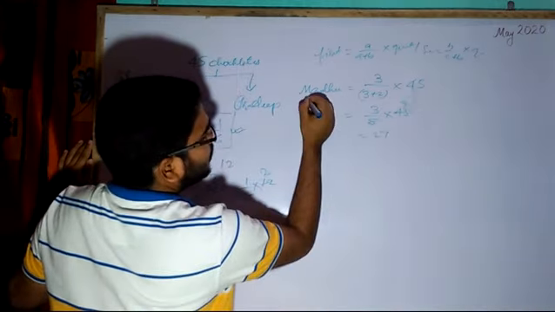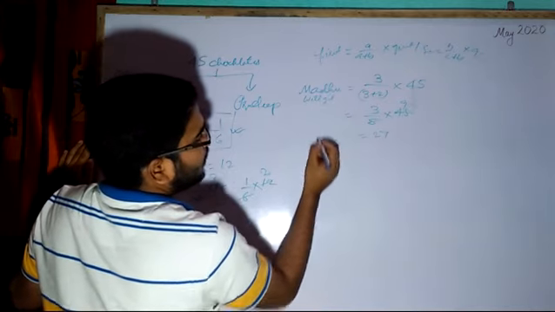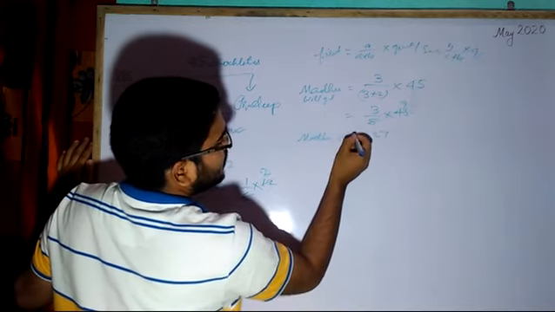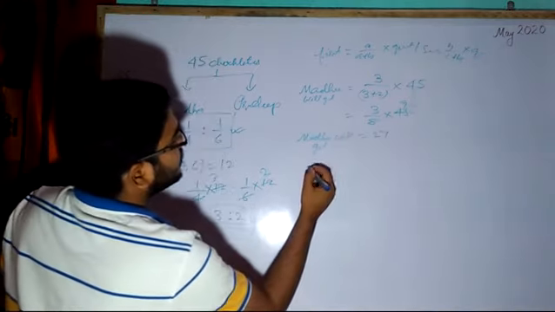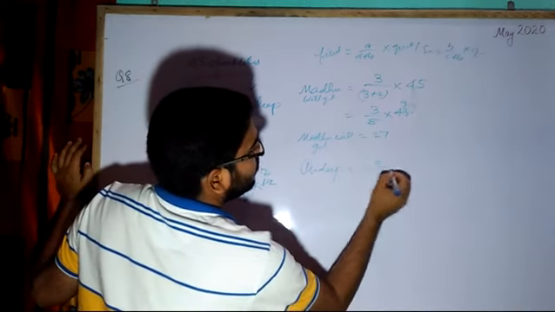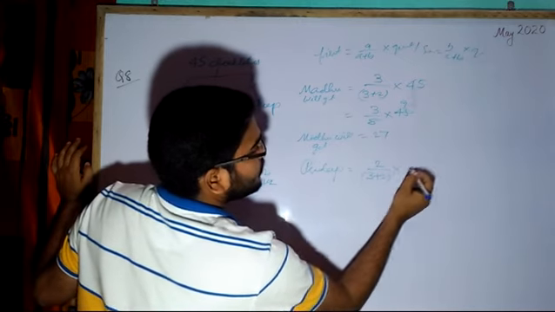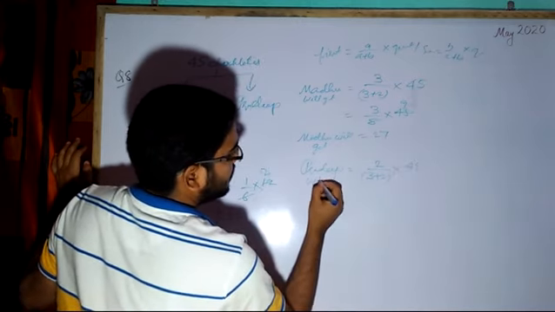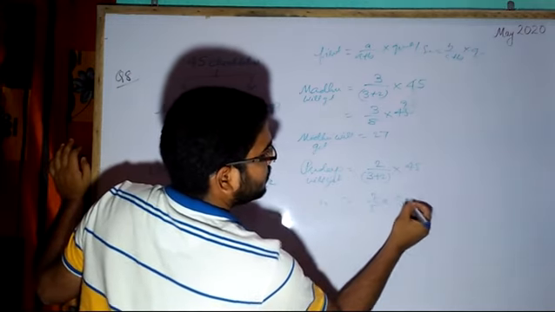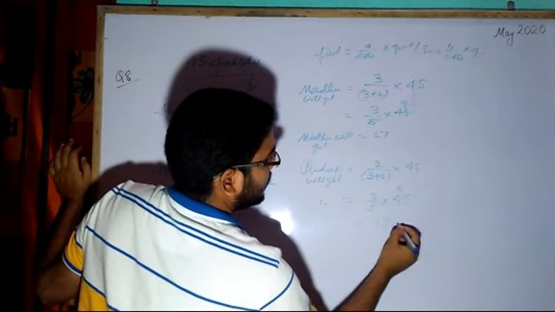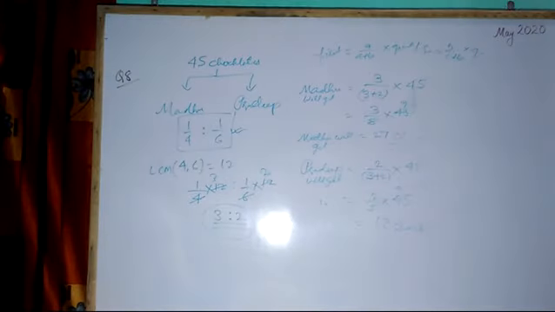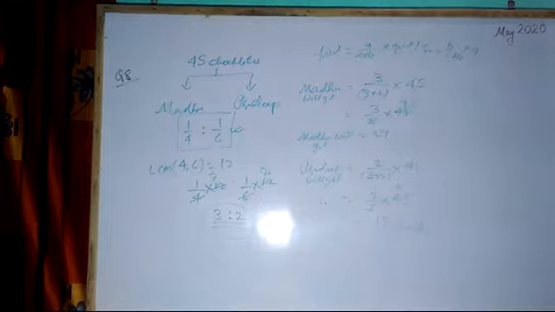So Madhu will get 27 chocolates. Same with Pradeep. Pradeep will get 2/(3 plus 2) into 45. Pradeep will get 2/5 into 45. That means 18 chocolates. In this way we finish this question number 8.